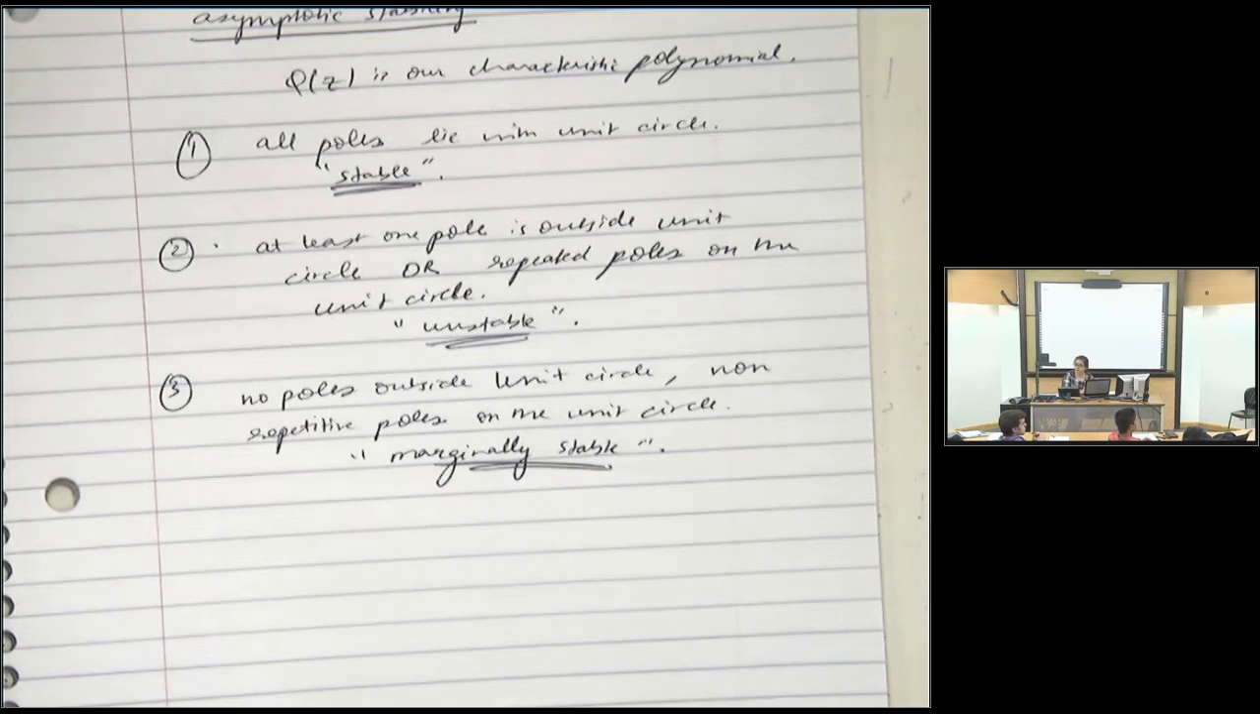Okay. What does number 3 mean? And what's the difference between number 3 and number 1? If you look at a system such as an oscillator, a cosine or a sine, it has its poles on the unit circle. It oscillates. It does not converge to something, right? That's why it's called marginally stable.